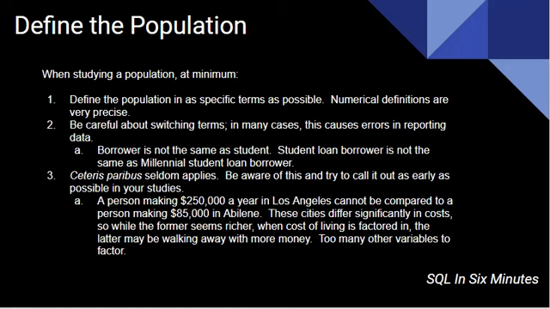Geography really explains, by the way, a lot when it comes to income. And the example here I use is a person making $250,000 a year in Los Angeles cannot be compared to a person making $85,000 in Abilene. I mean, Los Angeles, California is much more expensive than Abilene, Texas. These cities differ significantly in cost. So while the former seems richer, when cost of living is factored in, the latter may be walking away with more money. There's too many other variables to look at there.